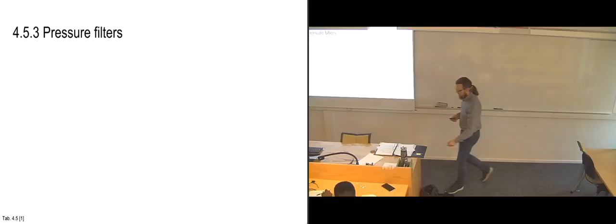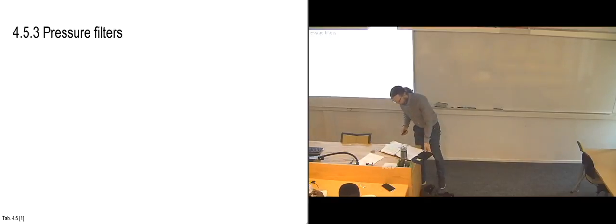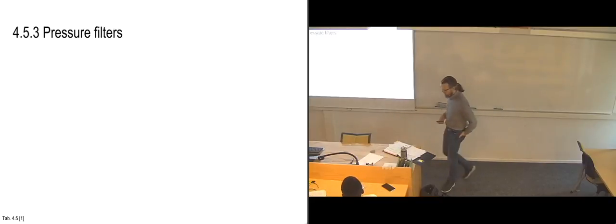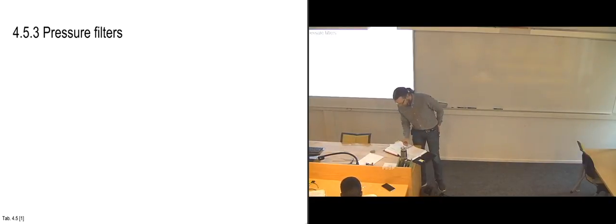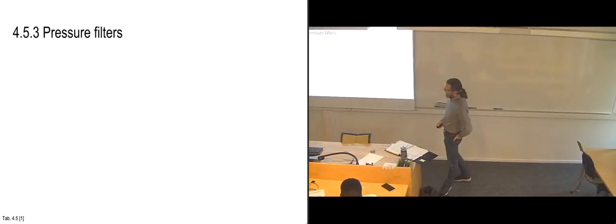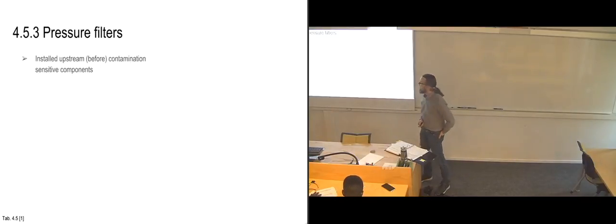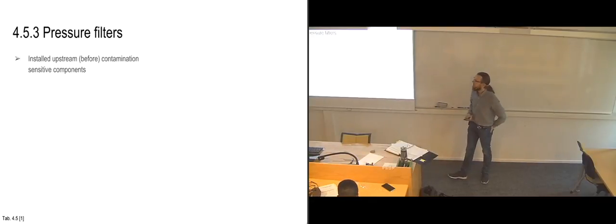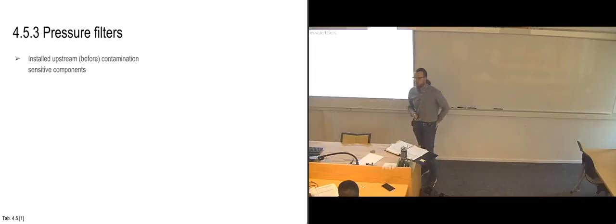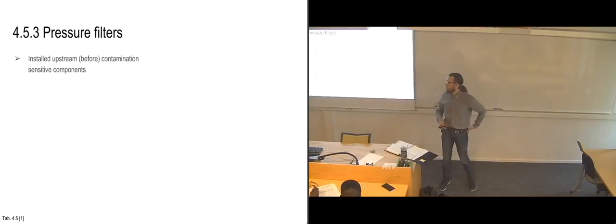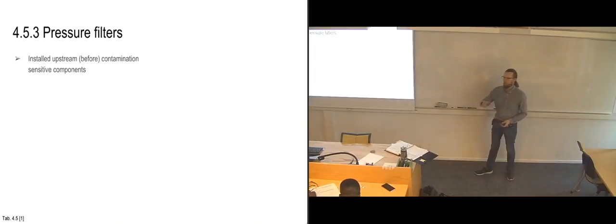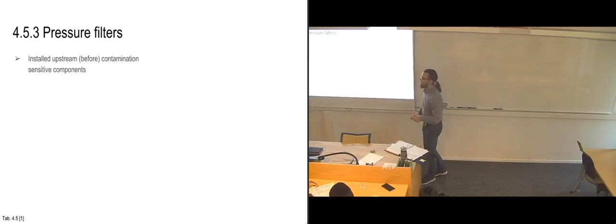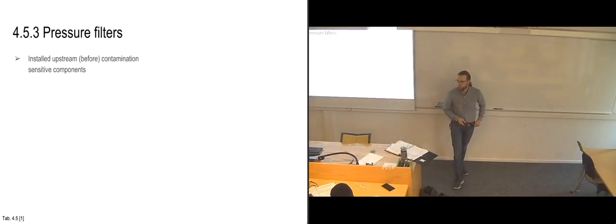So we're going to look at the pressure filters first. Last week we went through a lot of the other filter types, so now we continue with pressure filters. These are installed upstream, which means before contamination-sensitive components. Upstream is basically, if you think of a river, where the water is before it reaches you. Downstream will be after it's reached you.